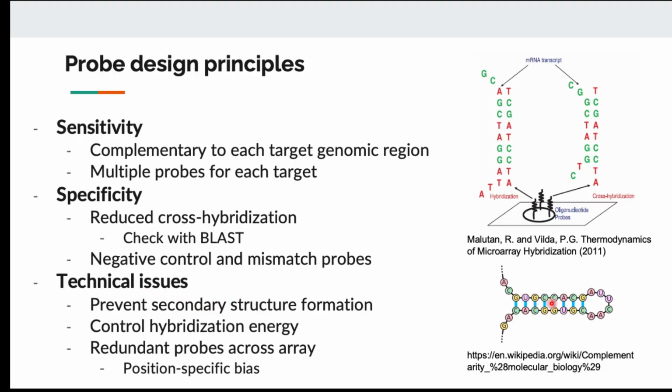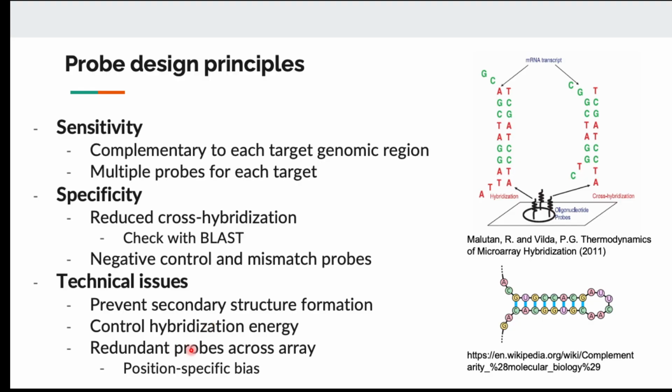We want to prevent secondary structure formation on our nucleotide. We don't want it to form a hairpin, because this will not react with the gene, the exon. We also want to control the hybridization energy to be roughly the same throughout the array. This is similar to how you design primers. Like, you want your primers to operate at the same temperature so that you can run the reaction and get equal binding and equal hybridization throughout.